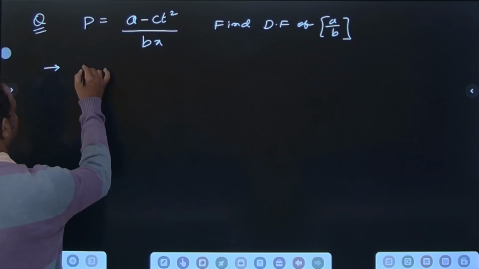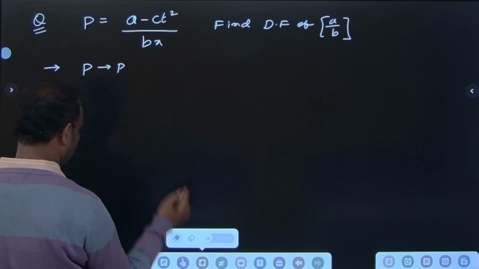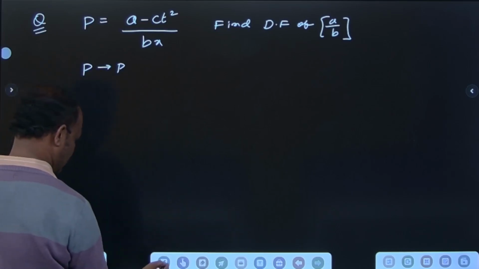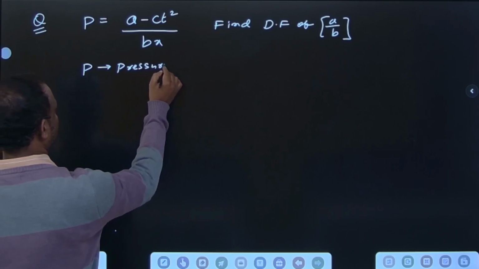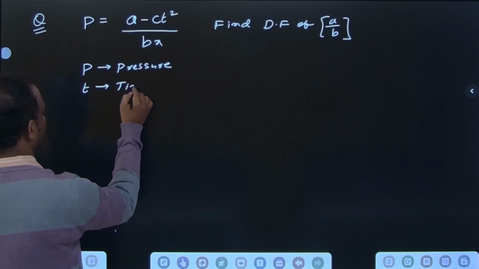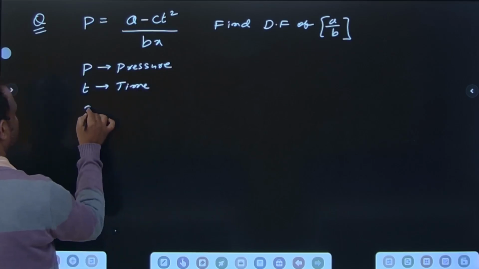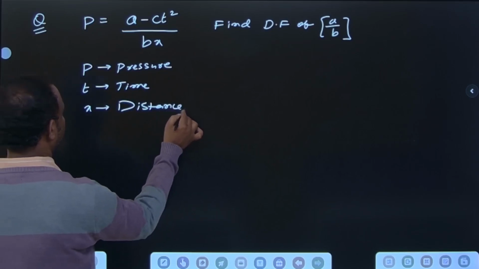And next one, P is what? It's a pressure. Next one, T is a time, right? And next one, X is what? It's a distance. X is the distance.